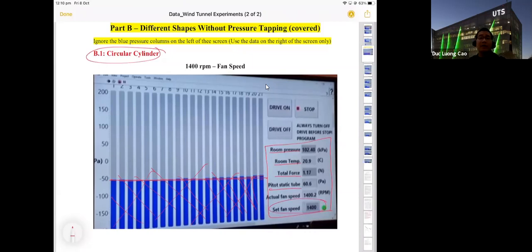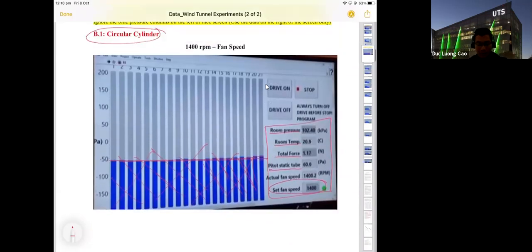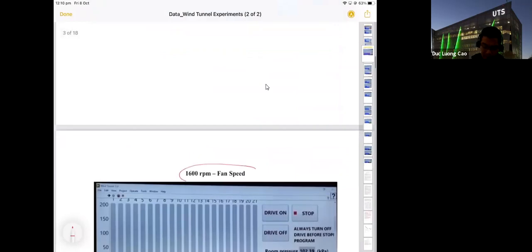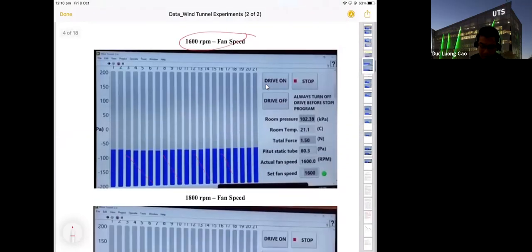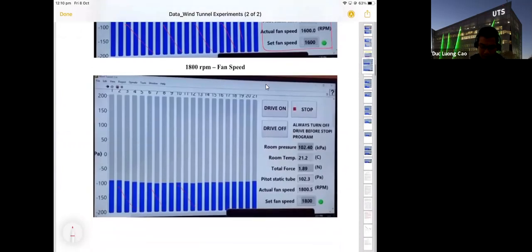It's the right hand side only. You ignore the 21 blue column. Similar for here, 1600, you ignore this one. Use the information in the right hand side. You ignore this one. Use the information in the right hand side.